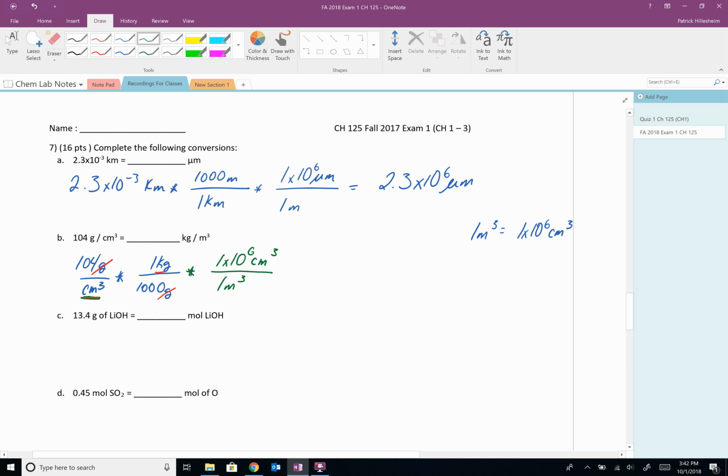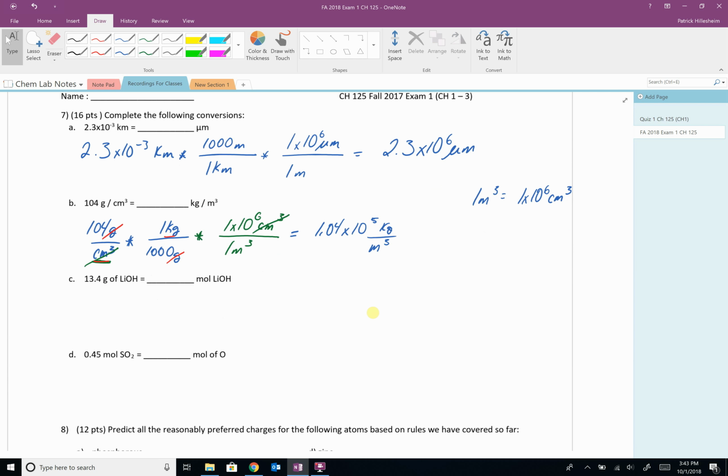Okay. Let's just double check: cubic centimeters with cubic centimeters, and now we're just left with kilograms over meters cubed. Sounds good to me. If we do that, 1.04 times 10 to the 5 kilograms per cubic meter. So just like with everything in life, take it a step at a time, right? Convert our grams into kilograms, and then convert our cubic centimeters into cubic meters. All right.